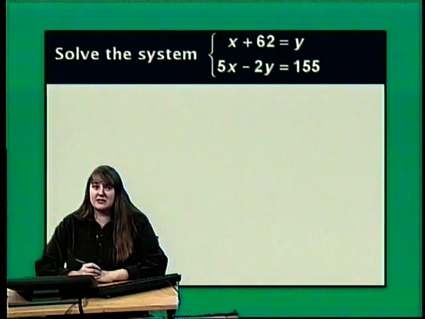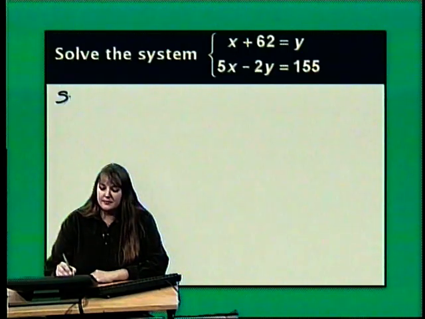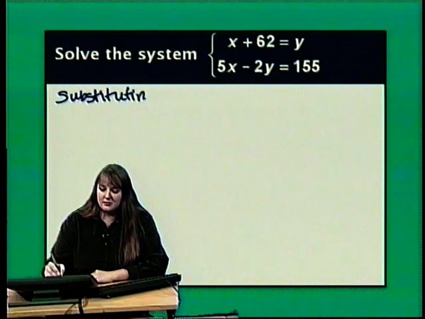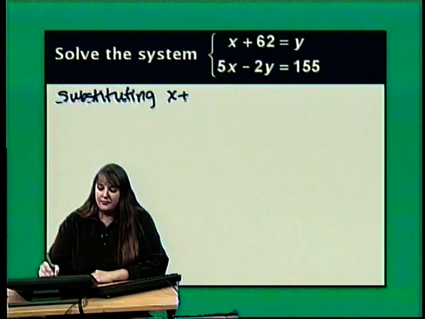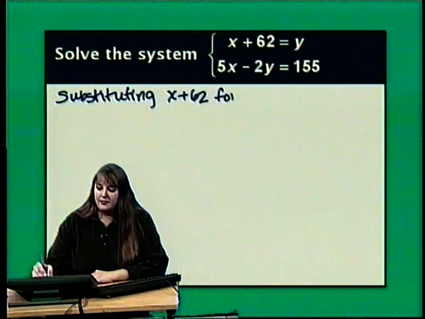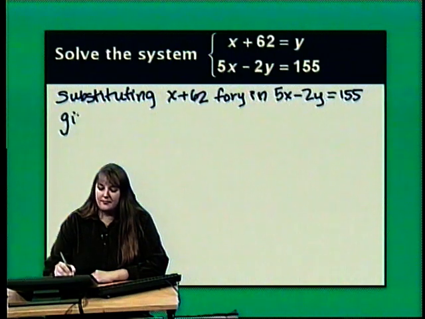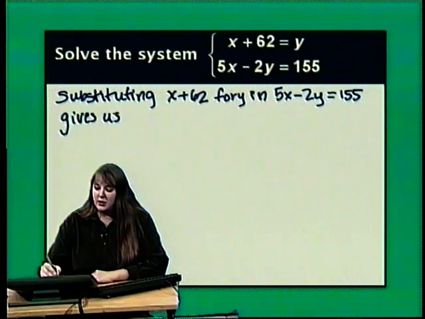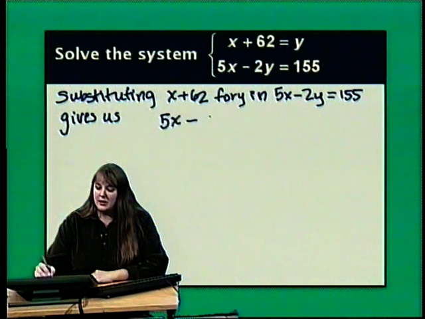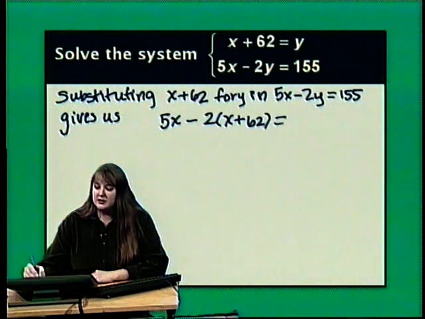The first equation is already solved for y, so the system seems to be set up for substitution. So let's substitute x plus 62 for y in 5x minus 2y equals 155. What does that give us? Well, it gives us 5x minus 2 times the quantity x plus 62 equals 155.